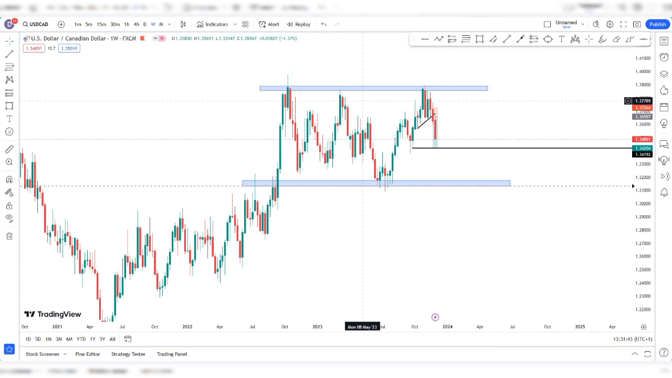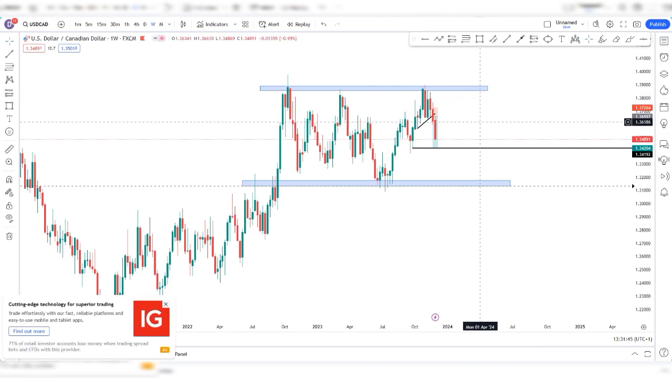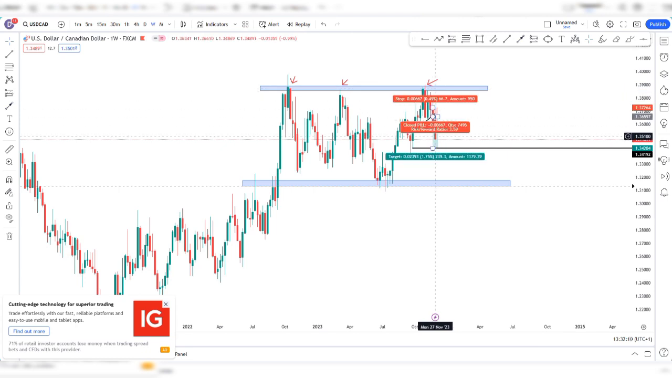Starting from the weekly time frame, we can see that price has hit a resistance area around the 1.389 region. That's this resistance zone there that has been tested previously. You can see 1, 2, and then tested there again, and then continue to move to the downside.